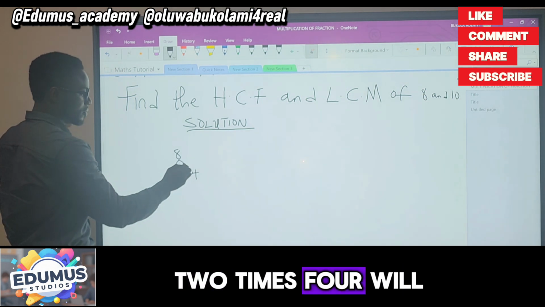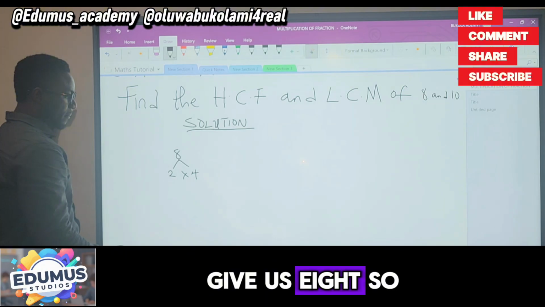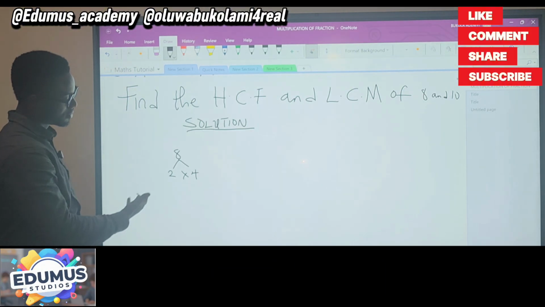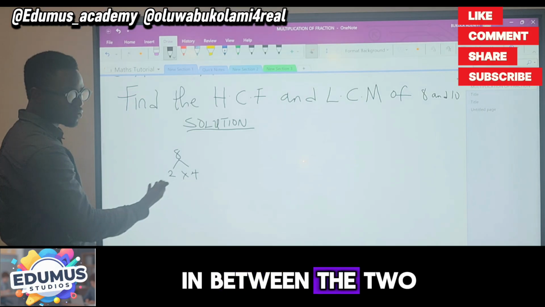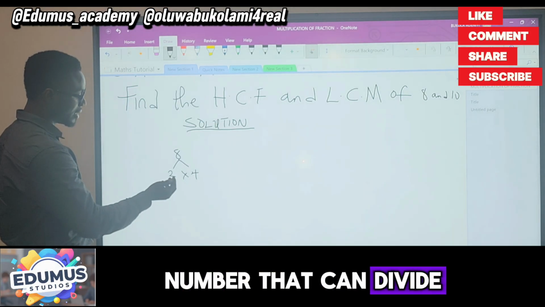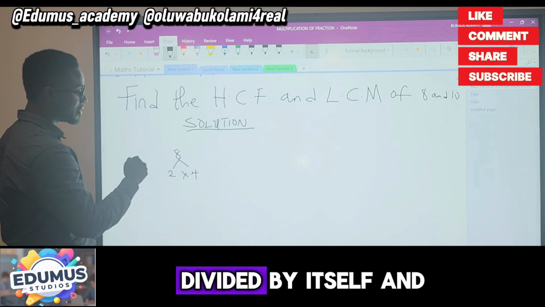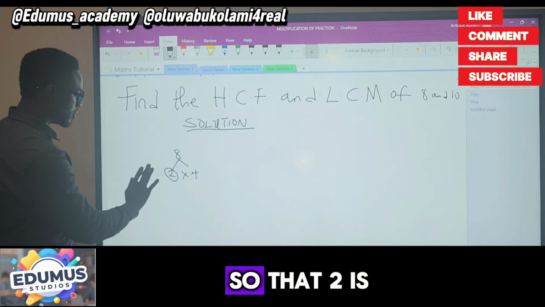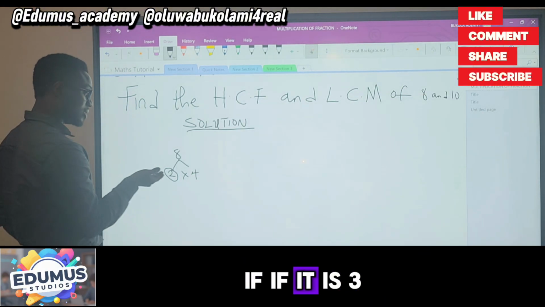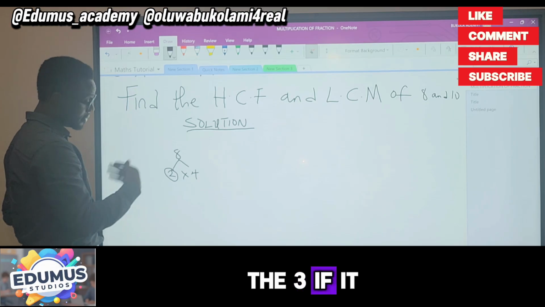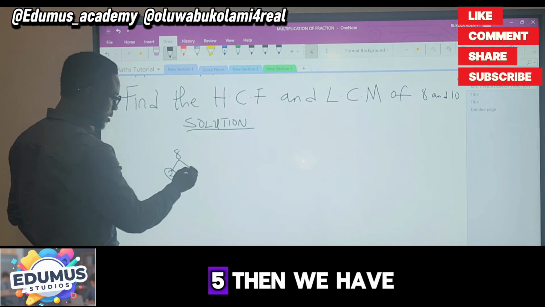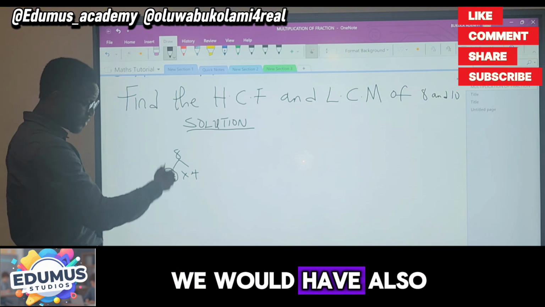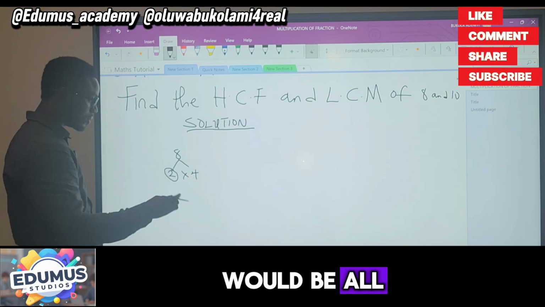2 times 4 will give us 8. So we already have a prime number in between the two, a number that can only be divided by itself and 1, which is 2. So that 2 is, if it is 3, we are going to circle the 3. If it is 5, we're going to circle the 5. Then we have 4. 4 is not a prime number. Assuming 4 is a prime number, we would have also circled 4, and that would be all.